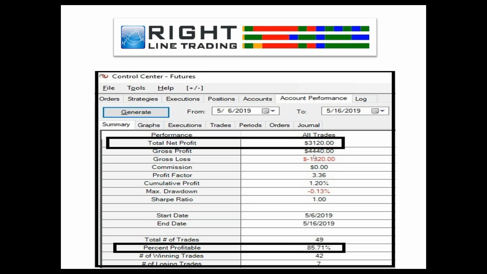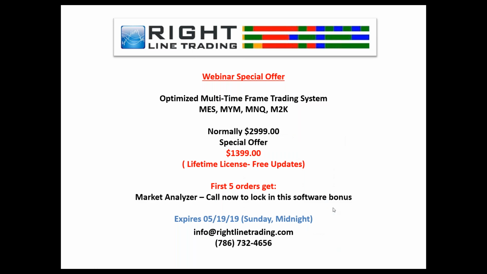That's only with 2 contracts. And if we traded 4, 6, 8, or 10, that could easily be $10,000, $15,000. What's key is the percentage. And that's what this software allows you to do. It allows you to sidestep losers.